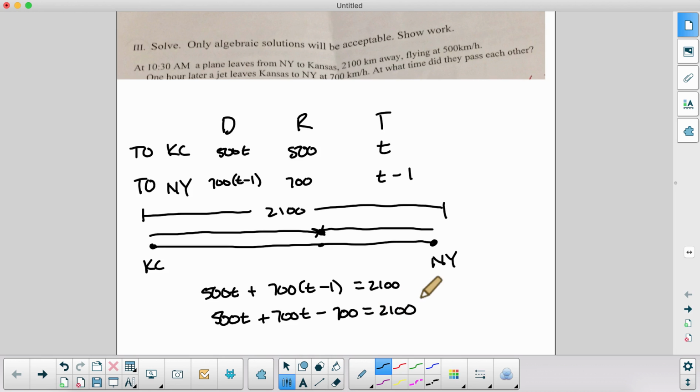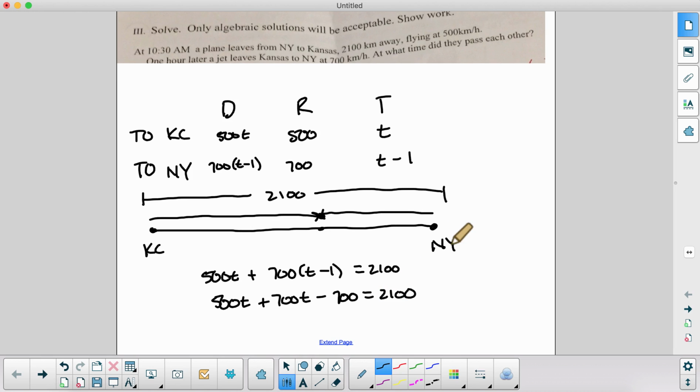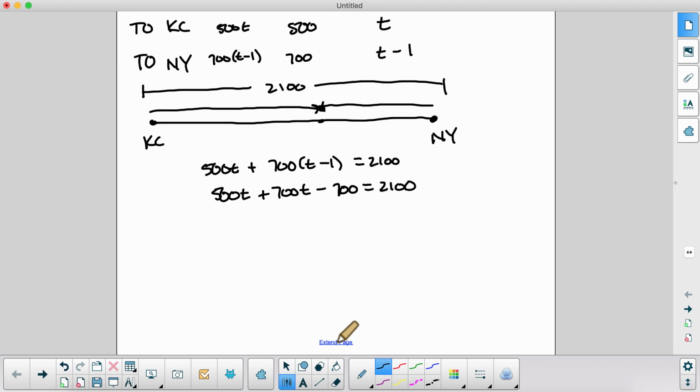Let me go ahead and scroll that down. We're going to need to extend the page here. See if it'll do. There we go.